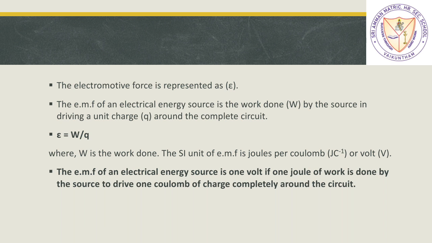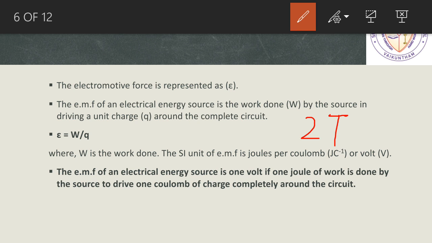If we need 2 joules of work to move 1 coulomb of charge in the complete circuit, how much will be the volt or the EMF of this battery or this cell? It is nothing but 2 joules divided by 1 coulomb, which is 2 volt. If 3 joules is used by 1 coulomb of charge, then it will be 3 volts.